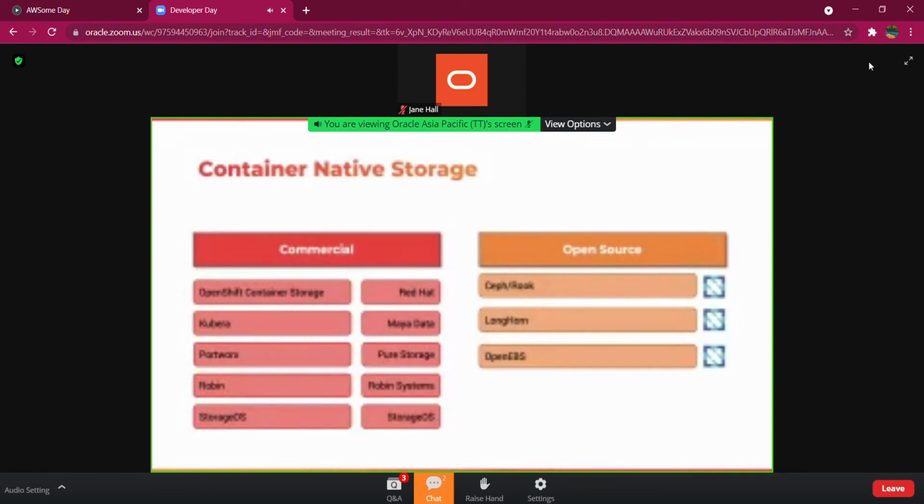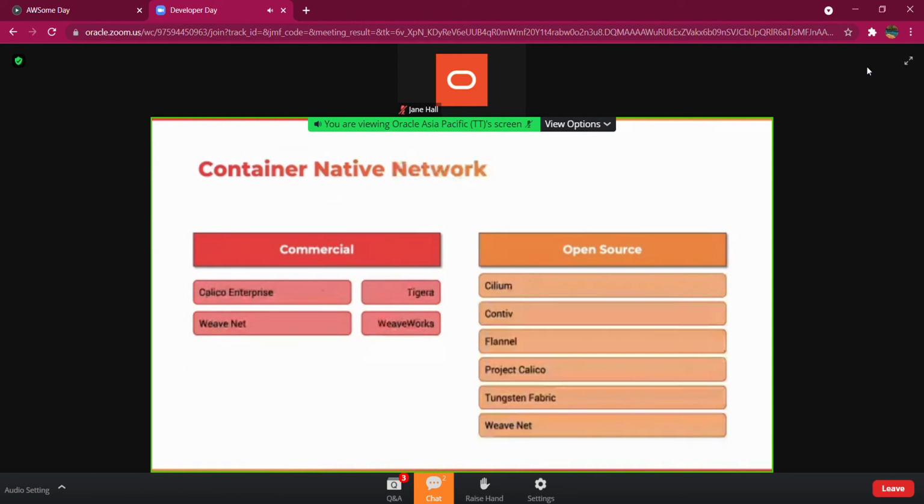Then comes in the storage, and you have a lot of commercial choices from Red Hat, from Maya Data, Pure Storage, and so on. You also have open source alternatives like Ceph, Rook, which are very popular, Longhorn from Rancher, OpenEBS from Maya Data, and all of them are part of the CNCF ecosystem. They are actually projects, either a sandbox or an incubated project under CNCF. So these are the new storage technologies or storage layers that run on top of your existing block storage or direct attached storage.